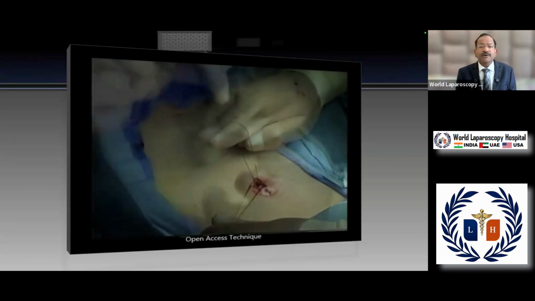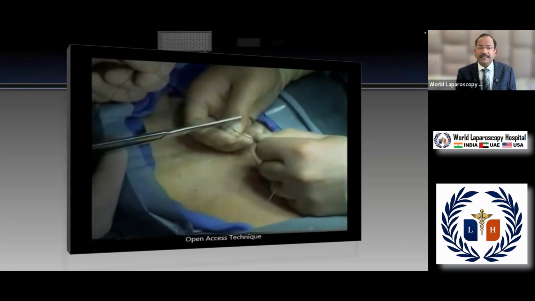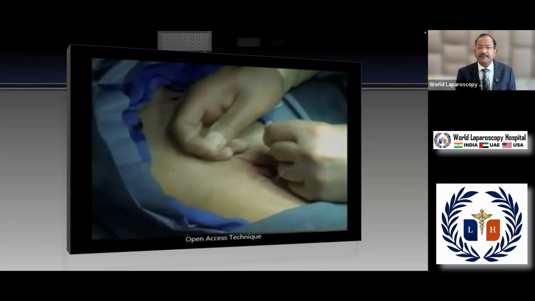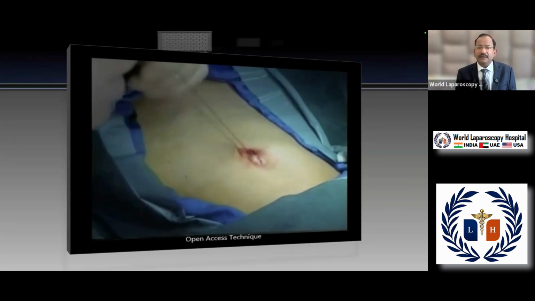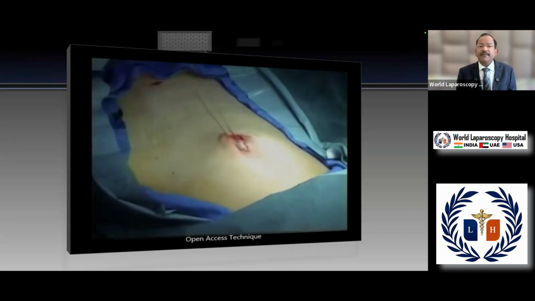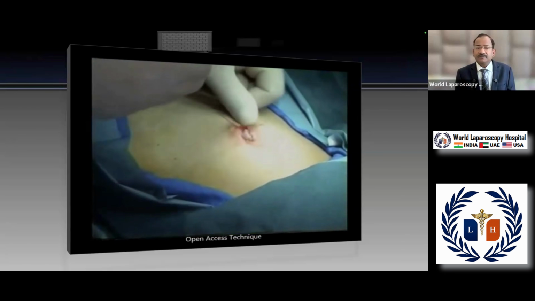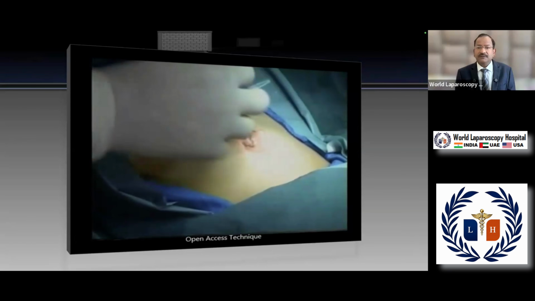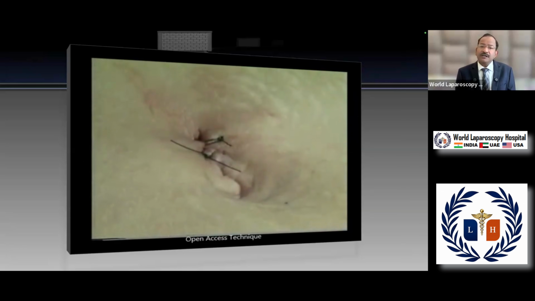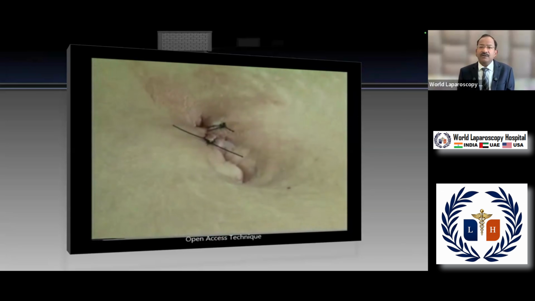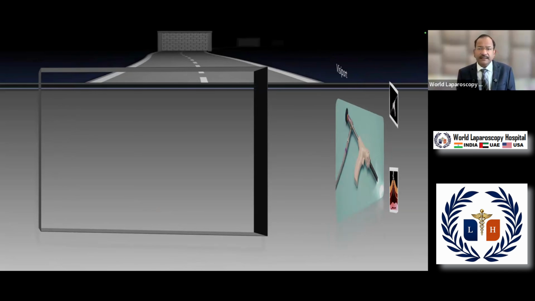So this port wound will be closed nicely, because if you do not close the port in the Hasson technique, hernia is a must, because it is an open technique. So port closure is very important, and that suture which you have taken a bite on the rectus will help you to close the port. The skin will be closed separately, not with the port closure. So this is how you will do the Hasson technique.